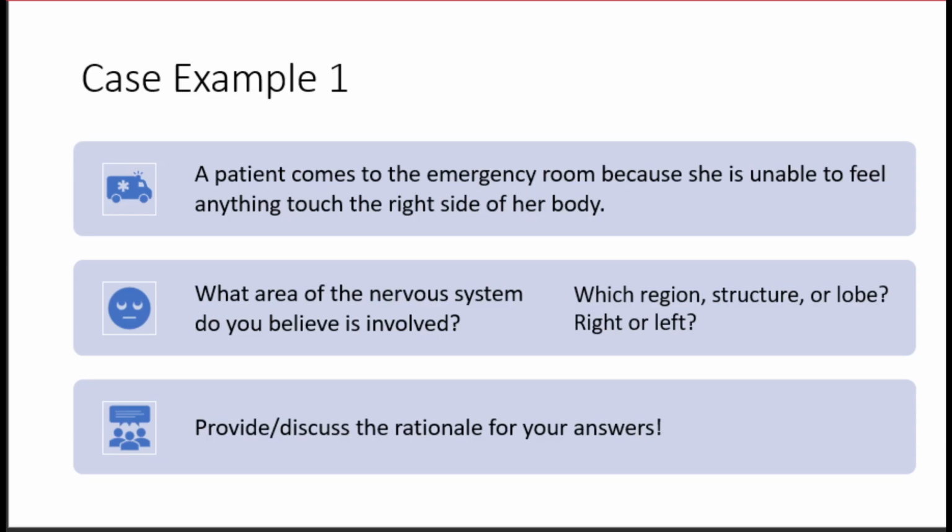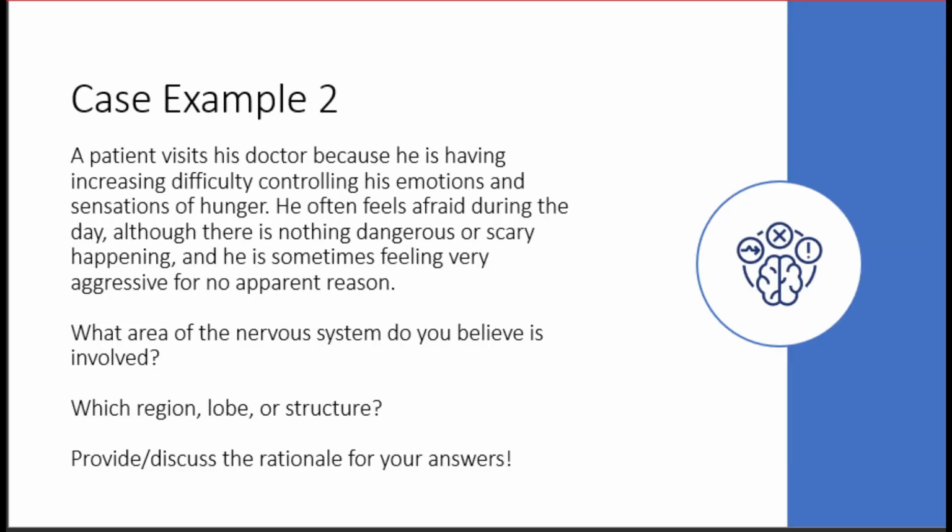So here we're going to think about sides, and you may have read or heard me talk about how when one side of the brain is affected, it actually affects the opposite side of the body. So we've got the right side of the body, and so that means the left side of the brain is affected. And then which lobe or which region, remember touch, parietal, okay? Parietal lobe, left parietal lobe is the answer for this one, okay?